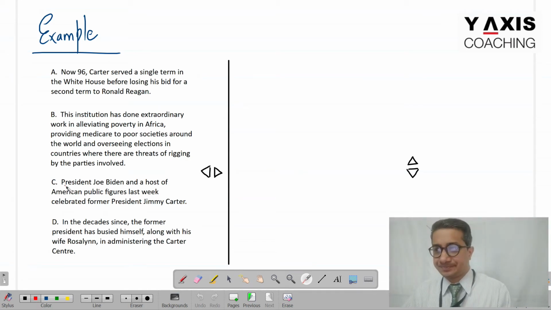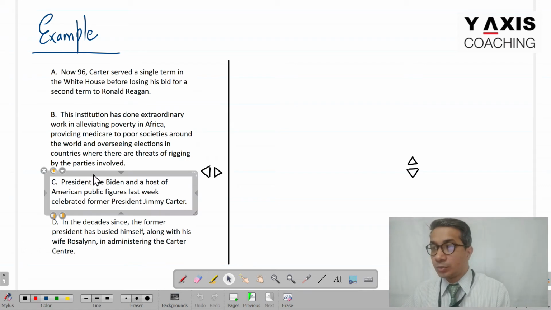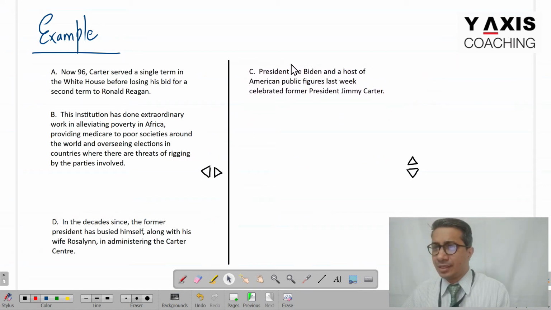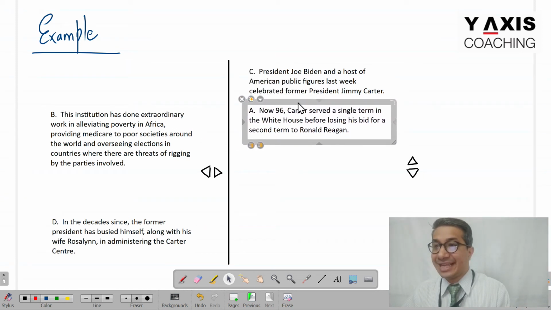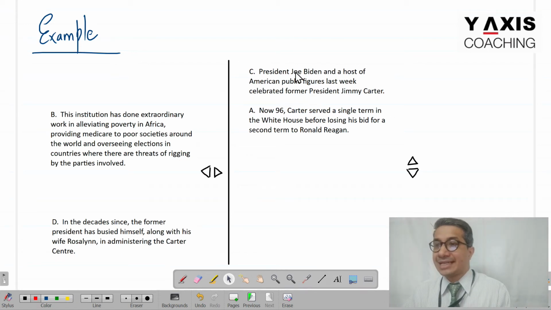What about third? Third, I think, is the best of the 4 candidates. President Joe Biden and a host of American public figures last week celebrated former President Jimmy Carter. So we are talking about the former President Jimmy Carter, who is then shortened in statement A. So this obviously could be a link. Your paragraph will start with the C block, and the C block would be followed by the A block, because that's where the connection is.